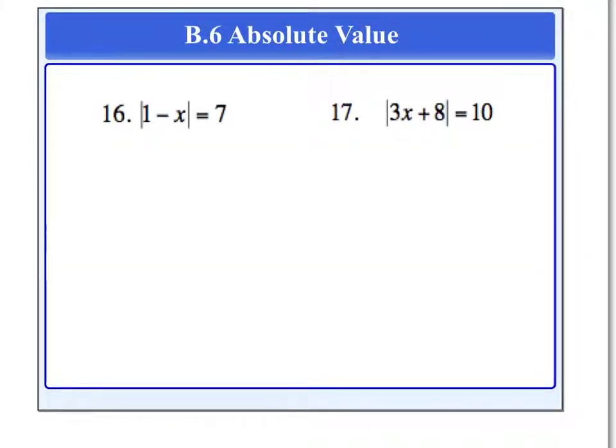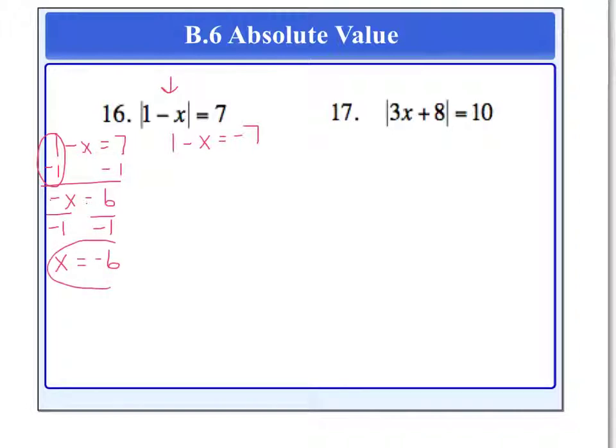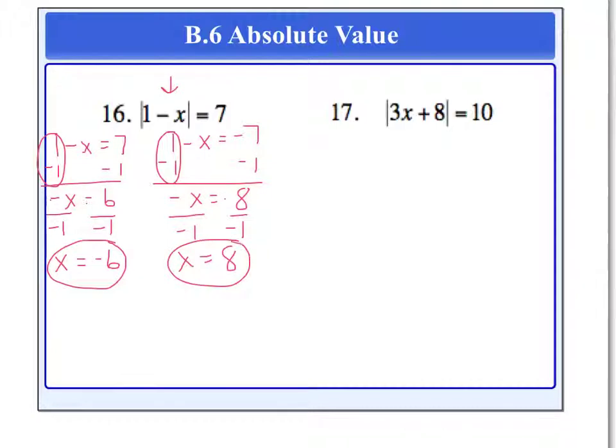Okay, this one, again, we are going to set our argument. Remember, the argument is just what's inside, so no absolute values. 1 minus x, I'm going to set equal to 7, and 1 minus x, I'm going to set equal to negative 7. All right, so I'm going to subtract 1 from each side, and I'm going to be left with negative x equals 6. I'm going to divide by negative 1, which tells me x equals negative 6. There's one solution. Subtract 1. So negative x equals negative 8. Divide by negative 1. And x equals 8. Now I'm going to do my check.